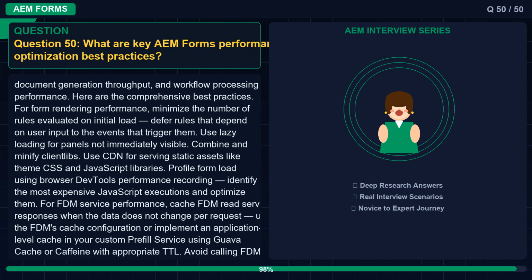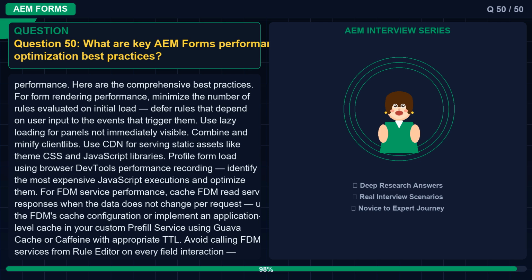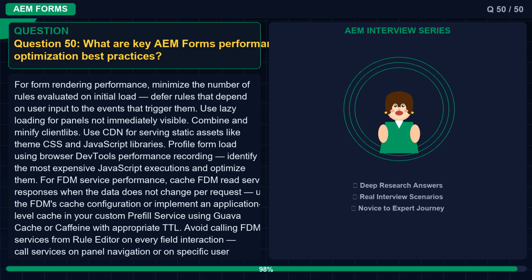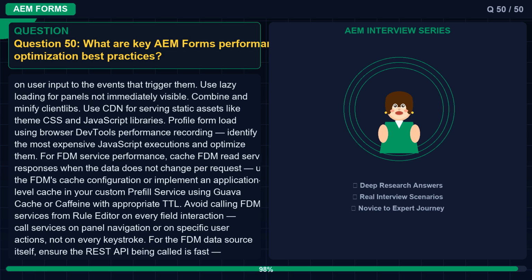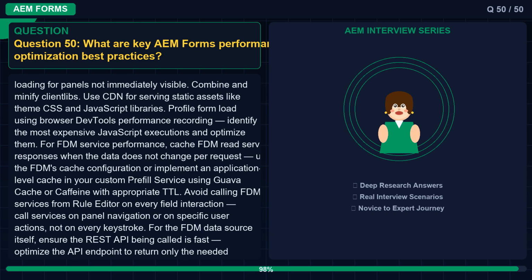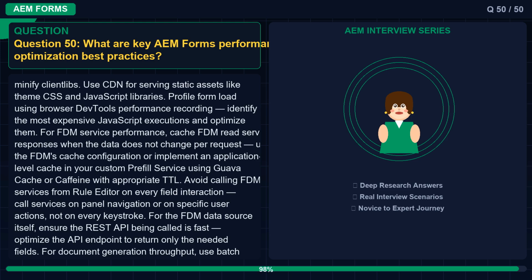For form rendering performance, minimize the number of rules evaluated on initial load, and defer rules that depend on user input to the events that trigger them. Use lazy loading for panels not immediately visible. Combine and minify client libs. Use a CDN for serving static assets like theme CSS and JavaScript libraries. Profile form load using browser DevTools performance recording, identify the most expensive JavaScript executions, and optimize them.